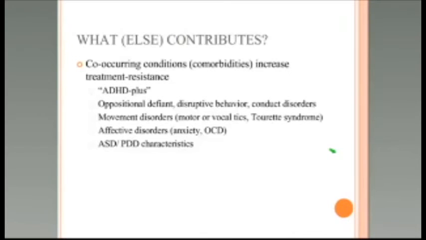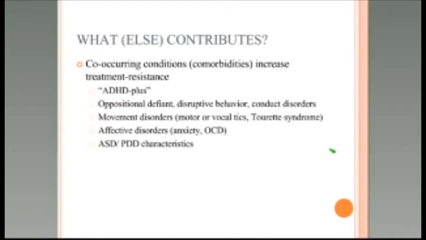Let's move on and talk again about comorbidities and complexities. So what else is going on? What tends to accompany ADHD? One of the things that's important to think about is comorbidities. Co-occurring conditions can increase treatment resistance. So it's important to identify what else might be occurring, what else might be complicating the clinical picture, in order to best target interventions.